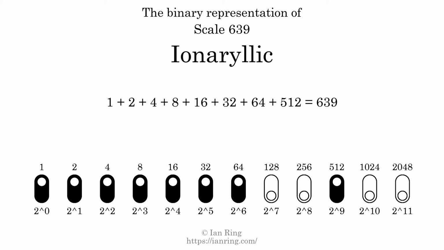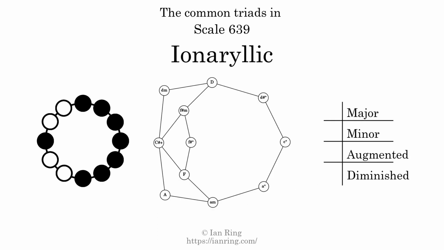The scale number not only enumerates the scale with a unique index, but it also literally describes the tonal content of the scale. Represented as a binary number in base 2, the scale number is 001001111111. Here are the common triads present in this scale.